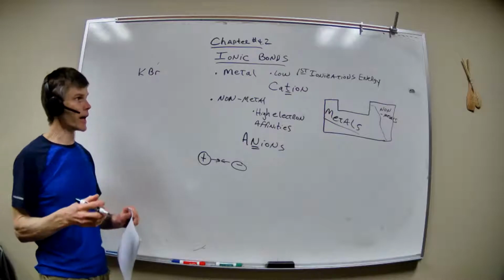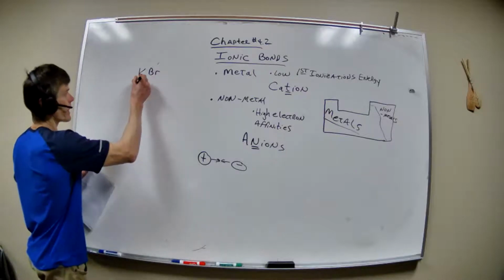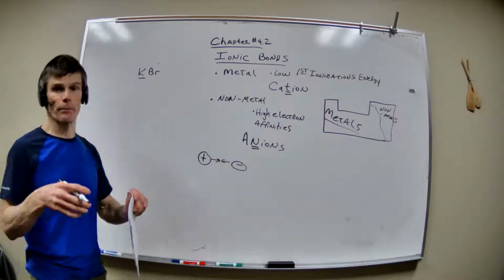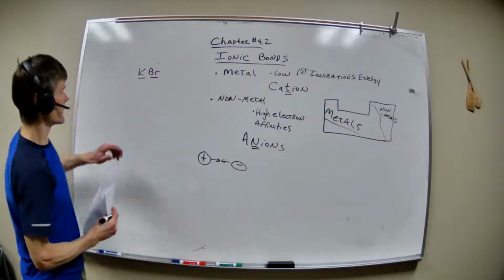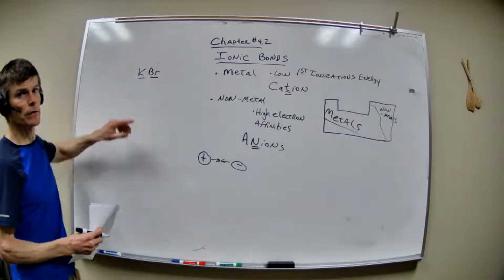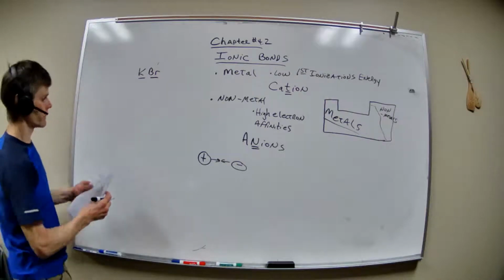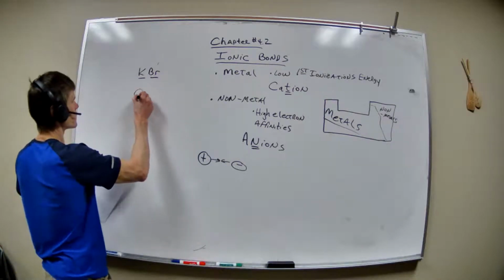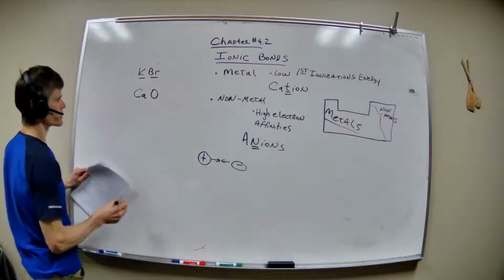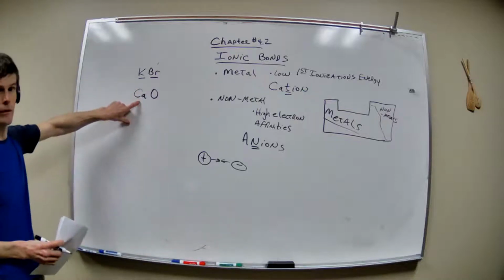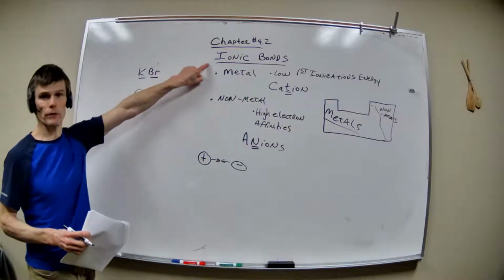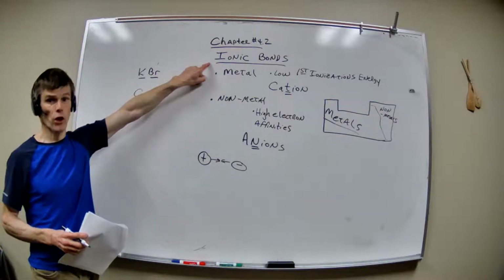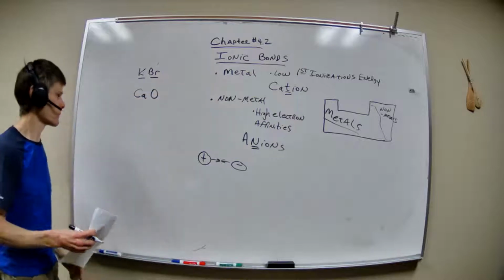KBr is an ionic compound. Potassium is a metal. Bromine, nonmetal. That's indicative of an ionic compound that's forming. Another example, calcium and oxygen. Once again, calcium is a metal, oxygen's a nonmetal. We can infer from that they're going to form what we call an ionic bond.